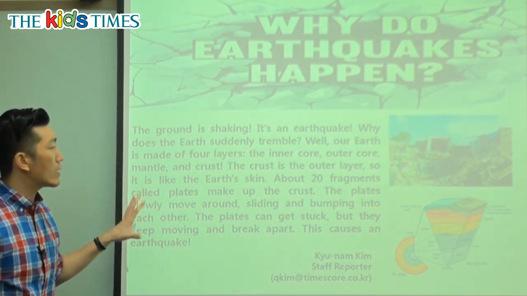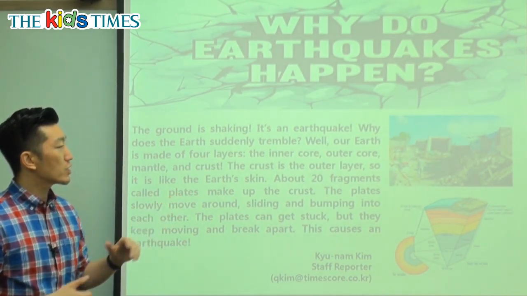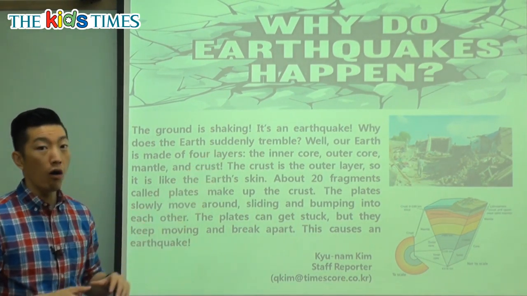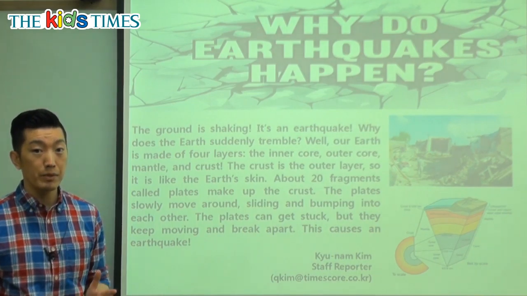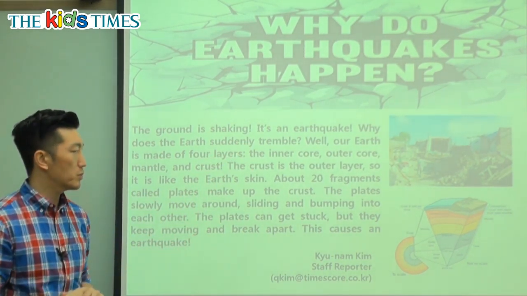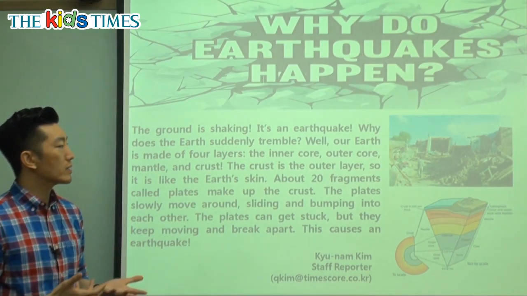It says, the ground is shaking. That's what happens in an earthquake, right? Why does an earthquake suddenly tremble? Suddenly means all of a sudden, without warning. It happens, just like that. And tremble means to shake. So, the earth suddenly trembles. Why does it do that?